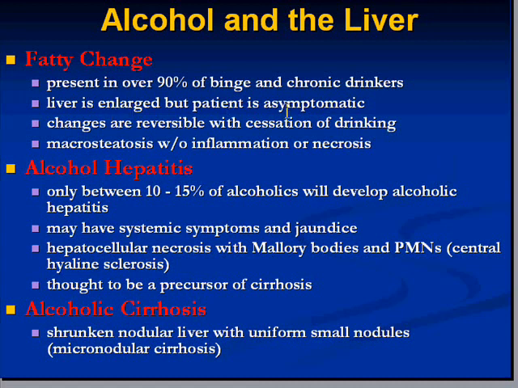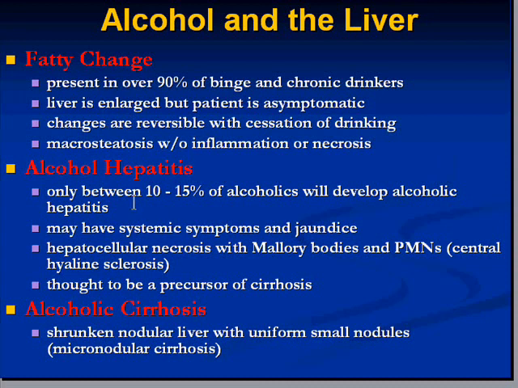The patient is usually asymptomatic. There may be minimal or zero increase in enzymes. When the globules of fat become larger than the liver cells themselves, that's called macrosteatosis. If it doesn't have inflammation, it's just fatty change, even if there's a tremendous amount of fat, even if half or 2/3 of your liver is fat. If there's no inflammation or necrosis, that's just fatty change.